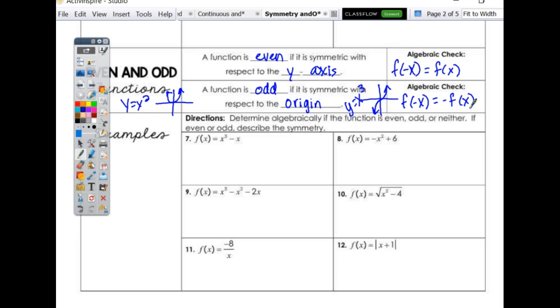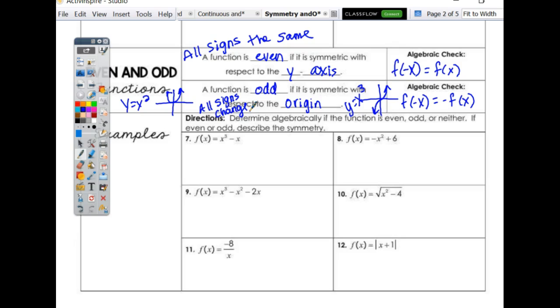So you have two options here, friends. The even, if I put a negative x in, all of the signs stay the same. And the odd, all the signs change. They're all the opposite. So O for odd, O for opposite. Okay? O for odd, O for opposite.